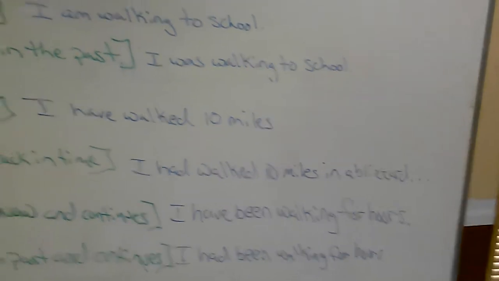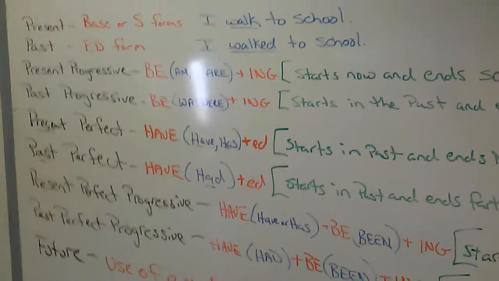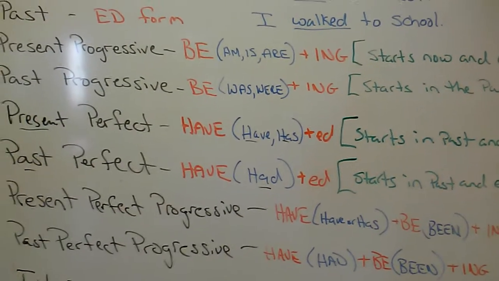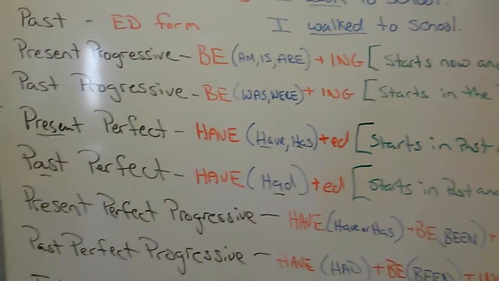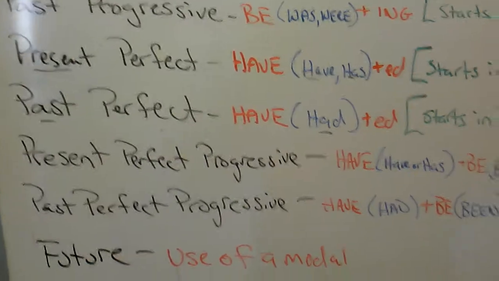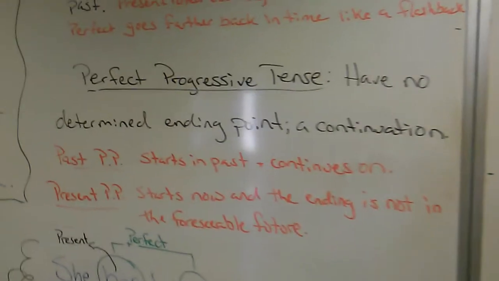All right? So that is the perfect tense. Any form of have plus ed. Okay? Have or has plus ed, present perfect. Had plus ed, past perfect. Now, I know you're looking at that one going, the present perfect progressive. What the heck? Well, let's look at it, guys.